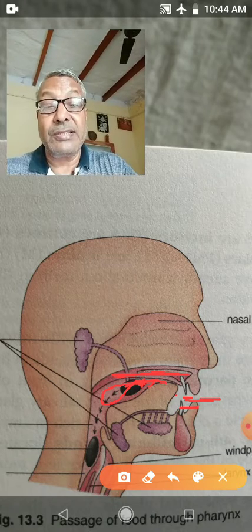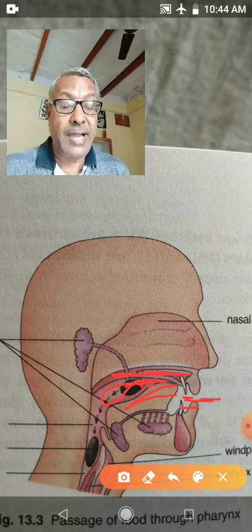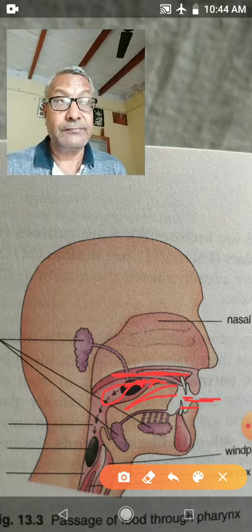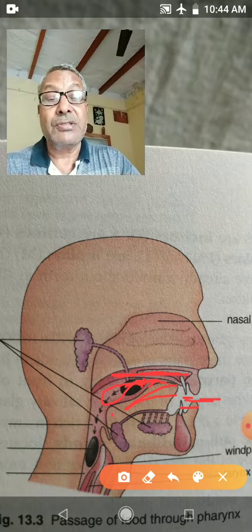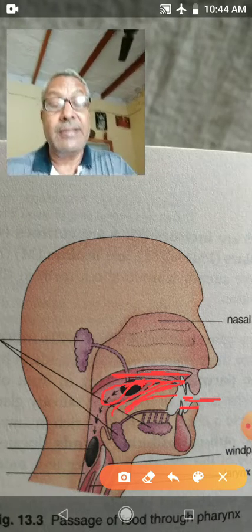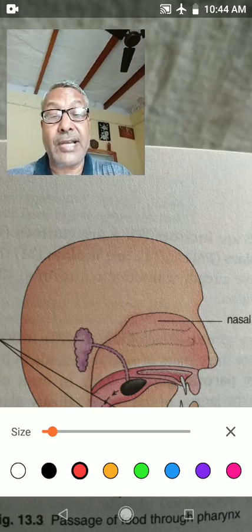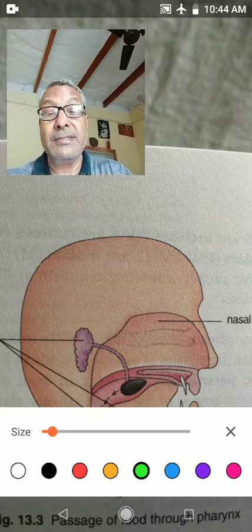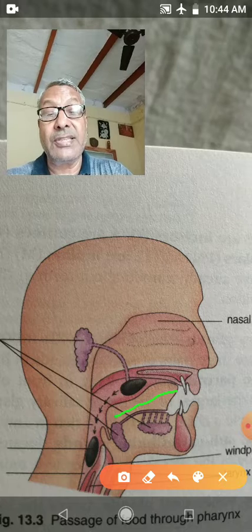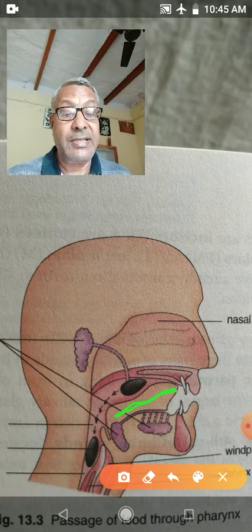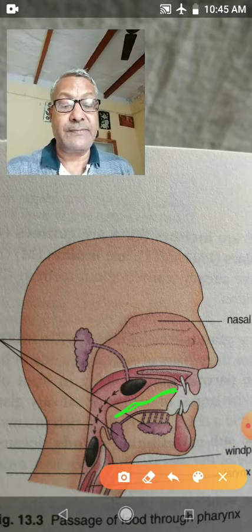There is a tongue. So tongue is a large, muscular, highly movable structure. It lies on the floor of the buccal cavity. On the floor of the buccal cavity, the structure which is present is the tongue. This portion is the tongue. It is a large, muscular, highly movable structure.